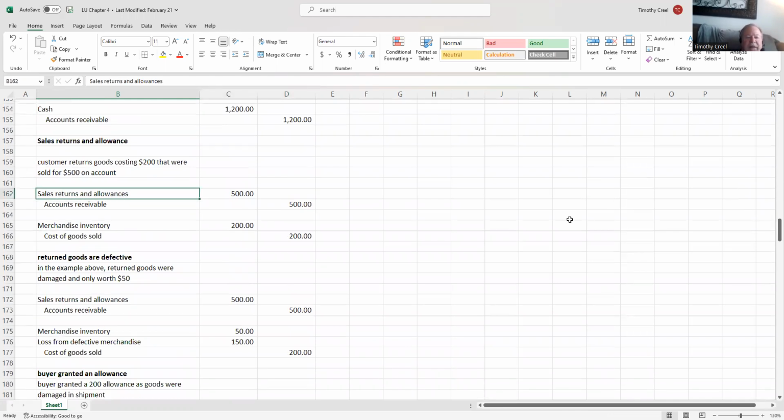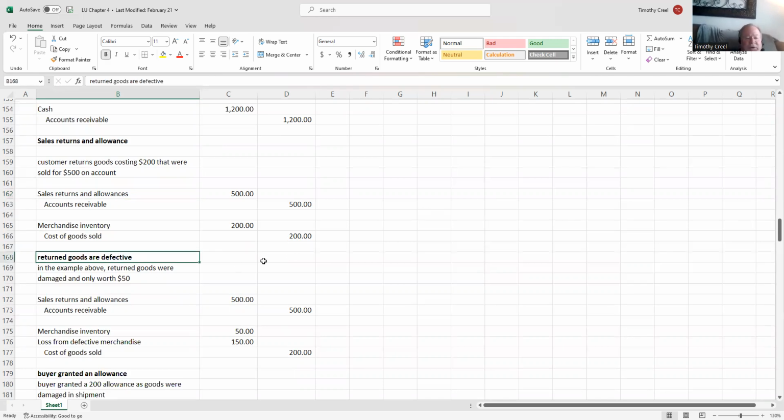So the sales returns and allowances account, like I said with sales discounts, is a way to break out that activity so users of the financial statements can better understand what that activity means. They can easily look at the financial statements and see how much has been returned, or see if too much has been returned.